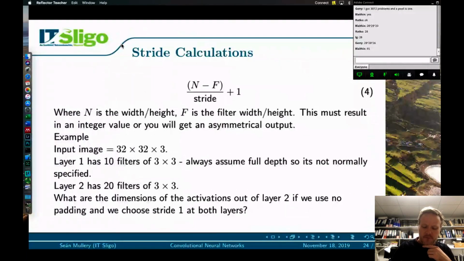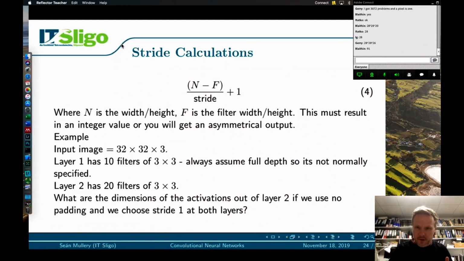So in terms of stride calculations, what we do is we take n, which is the width or the height. We subtract from that the size of the filter. Let's say it's a 3 by 3, we just put in a 3 there. And we divide by the stride and add 1. And that will tell us how big the output is going to be.